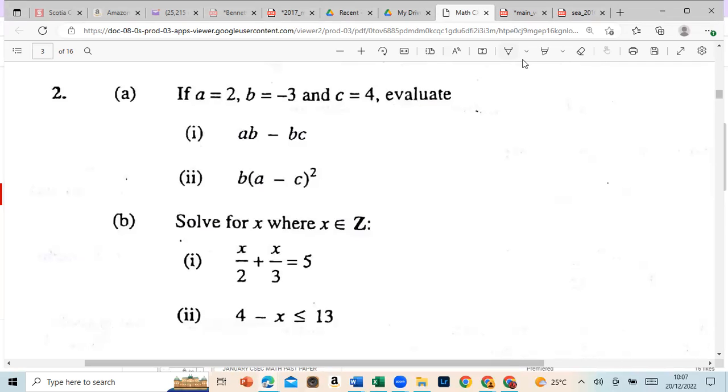So let's go. I want to use black. So the first one is what we call substitution. If A is equal to 2, B is equal to -3, and C is equal to 4. Evaluate AB minus BC. And for the second one, it would be B(A minus C) squared. Solve for the integer and this for the real number, and then solve this inequality.